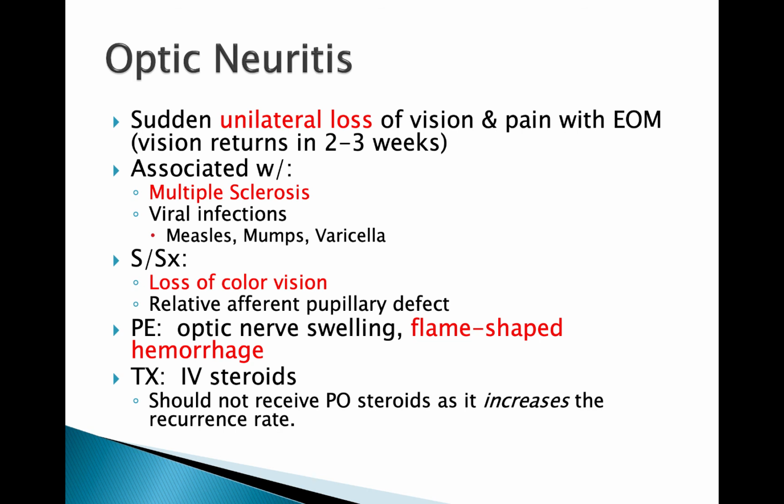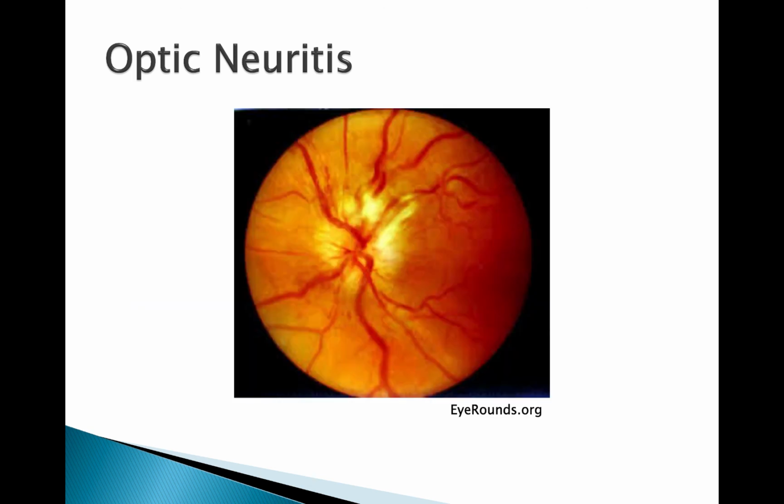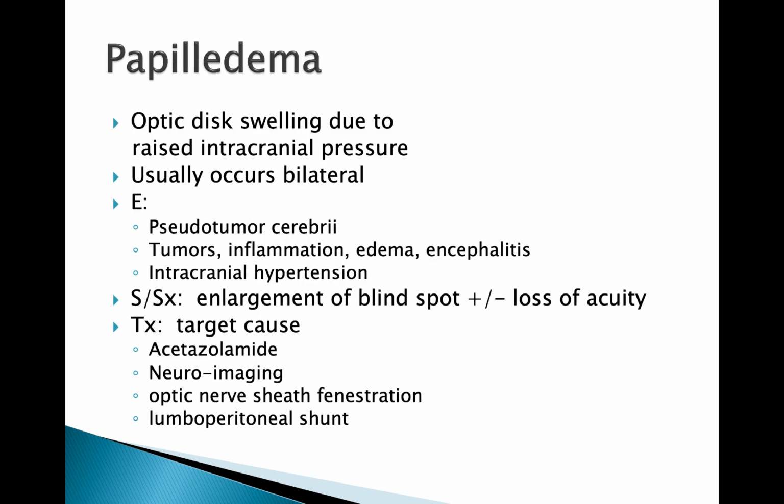And the way we treat this is IV steroids. These guys should not receive oral steroids, as this might increase the recurrence rate. So here is an example of optic neuritis and those flame-shaped hemorrhages, and you can clearly see the optic disc is distorted here.